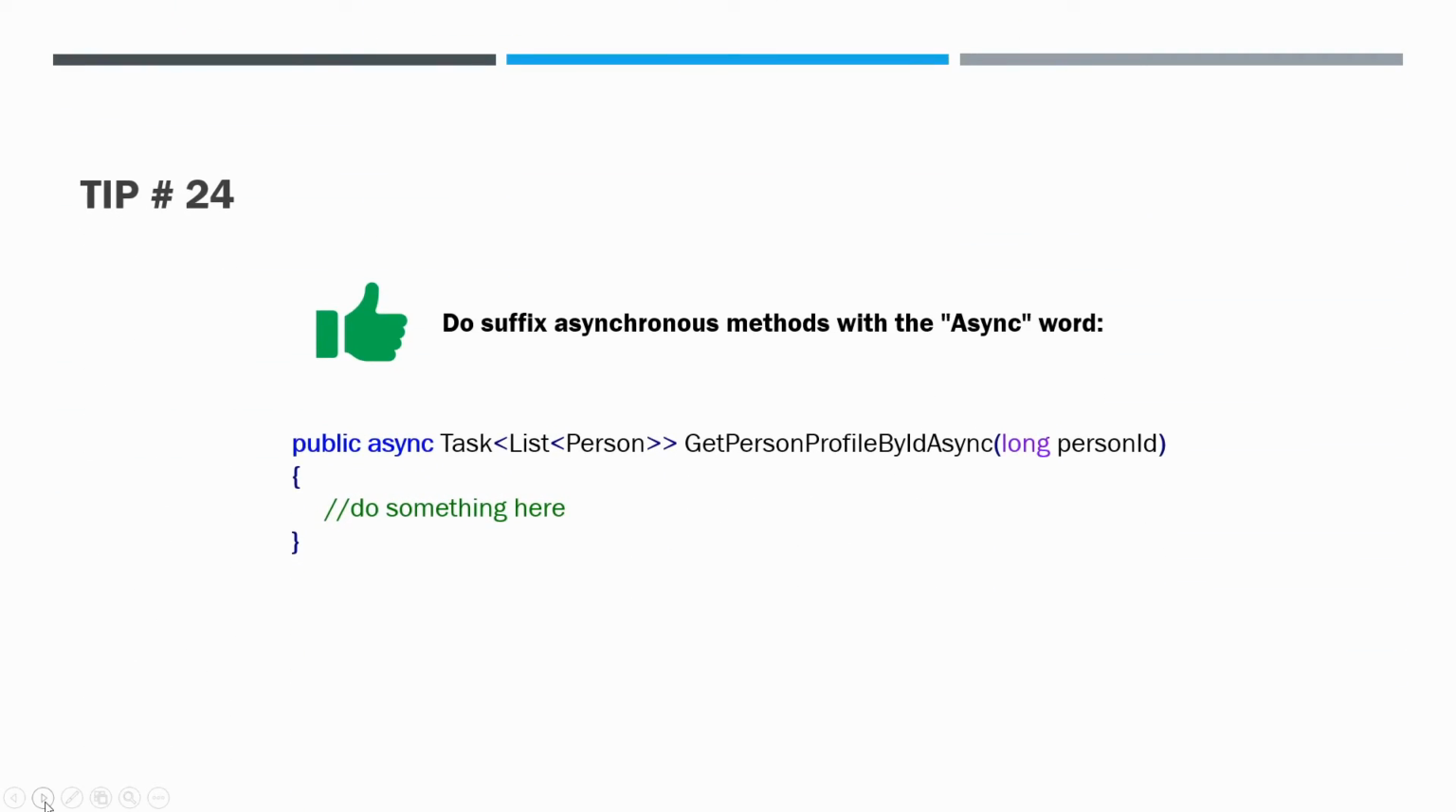Tip number 24. Do suffix asynchronous methods with the Async word. This gives clarity to the method. It enables you to easily identify between a synchronous method versus an asynchronous method by just looking at the name itself.